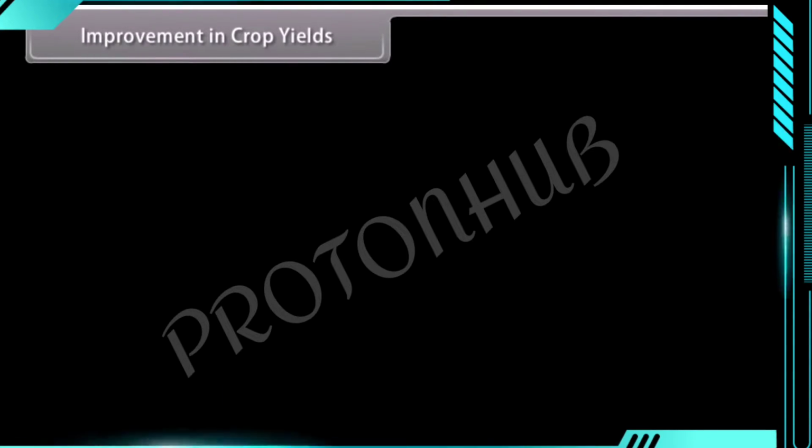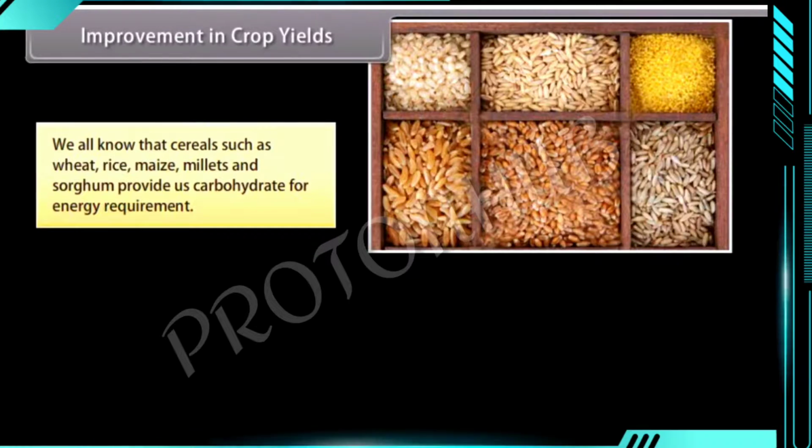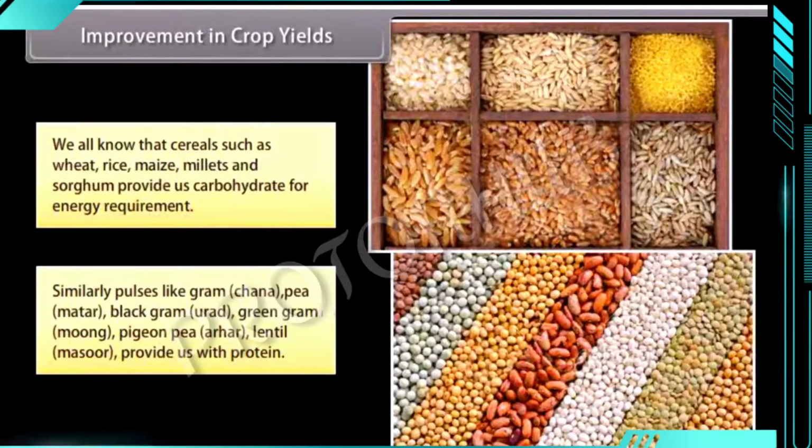Improvement in crop yields. We all know that cereals such as wheat, rice, maize, millets and sorghum provide us carbohydrate for energy requirement. Similarly, pulses like gram, chana, pea, matar, black gram, urad, green gram, moong, pigeon pea, arhar, lentil, masoor provide us with protein.